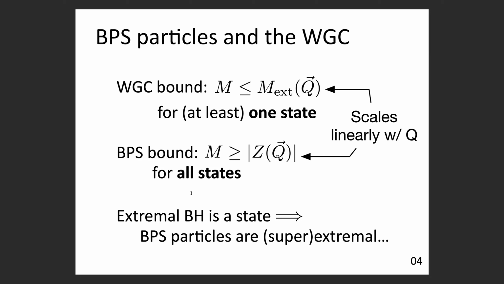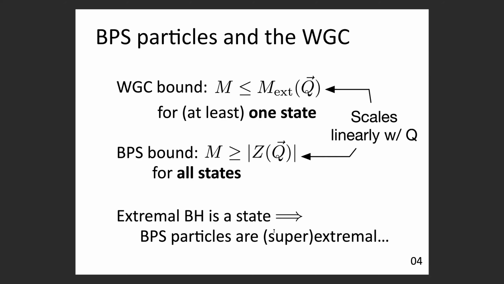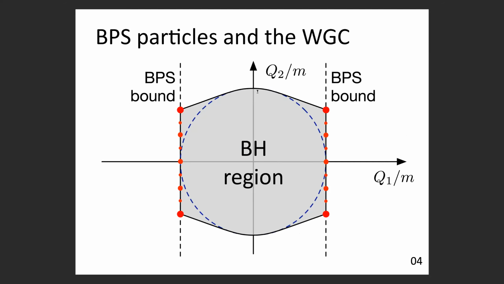And of course, an extremal black hole is a state in the theory, so that means that BPS particles are necessarily super extremal or extremal, because a BPS particle with the same charge as a black hole saturates this bound, so it must be at least as light as the black hole. So they're either extremal or super extremal. Okay, so if we have a BPS particle, then we satisfy this statement. So end of story. Well, not quite.